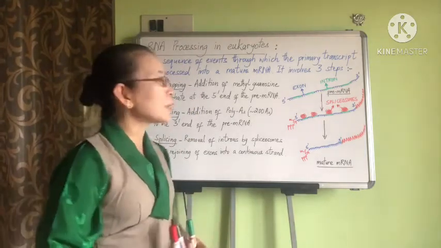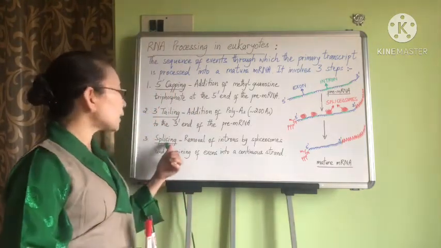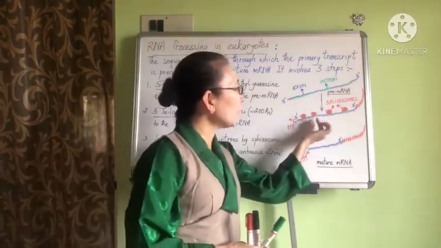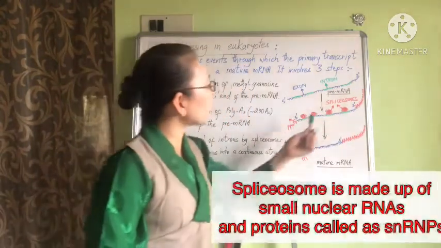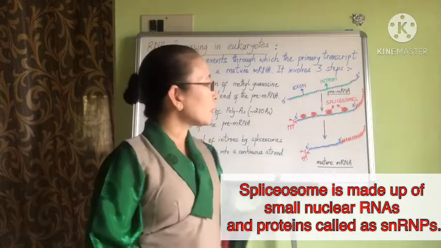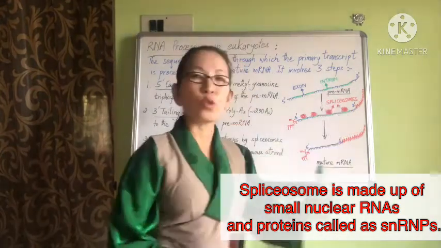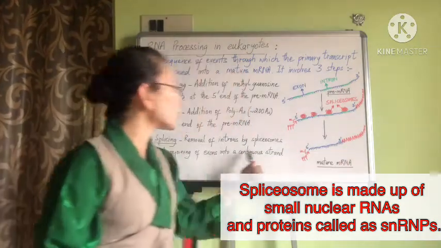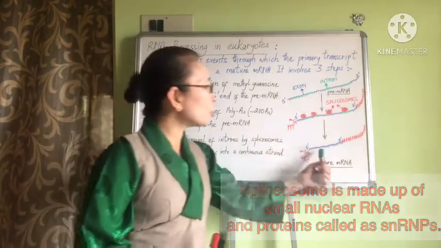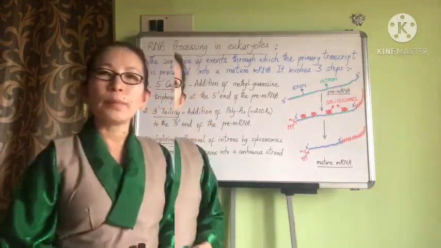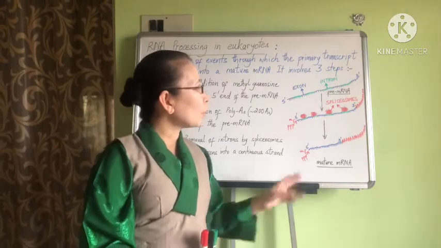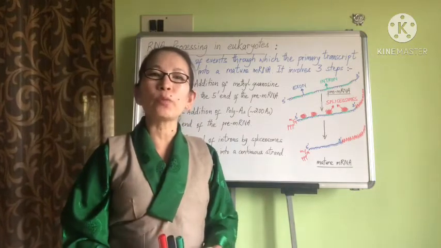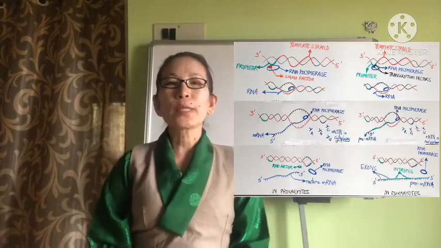The most important step of RNA processing is splicing. During splicing, the non-coding intron sequences are removed by complexes called spliceosomes. After the removal of introns, the exons are rejoined into a continuous strand, which results in the generation of a mature mRNA. Such a mature mRNA, consisting of only exon sequences, is now ready to be exported out of the nucleus into the cytoplasm for translation. That's it on transcription and RNA processing.